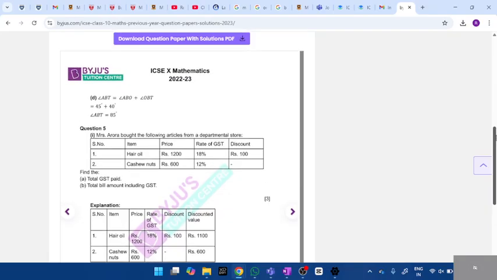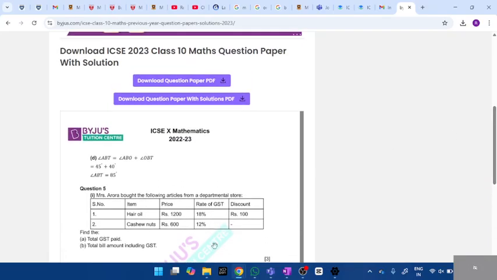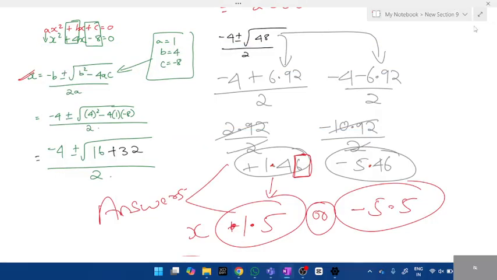Okay, try this question. GST. Which chapter is this? GST, right? Try this question, all of you. Yeah, discount is given. Subtract the discount, calculate GST. 1 minute, I'll display. Give me a minute.